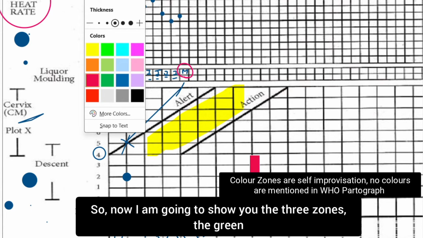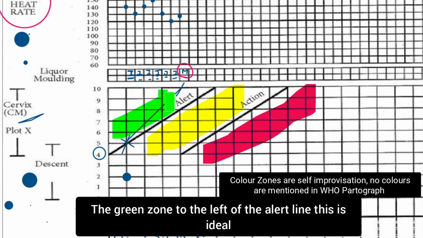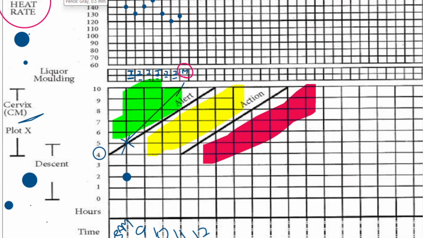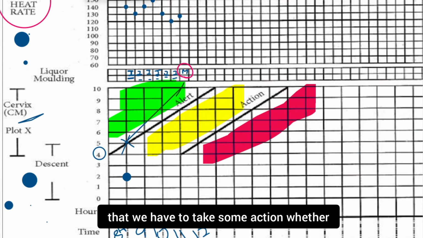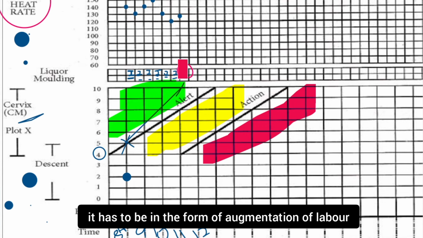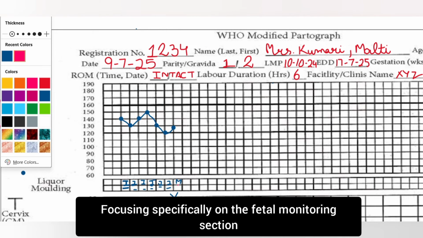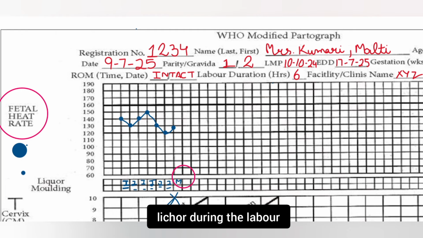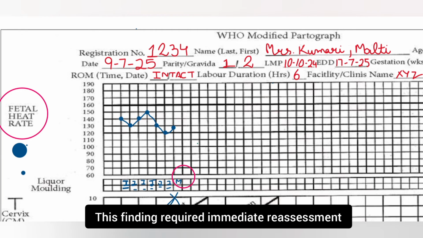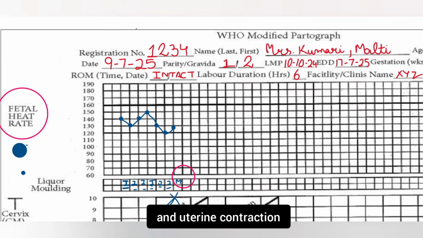So now I am going to show you the three zones, the green, yellow and red zones. The green zone, to the left of the alert line, is ideal. The yellow zone between the alert and action line requires close monitoring, and the red zone represents that we have to take some action, whether in the form of augmentation of labor or cesarean section. Focusing specifically on the fetal monitoring section, we noted the presence of meconium stained liquor during the labor. This finding required immediate reassessment of the cervical dilatation, descent of the fetal head and uterine contractions.